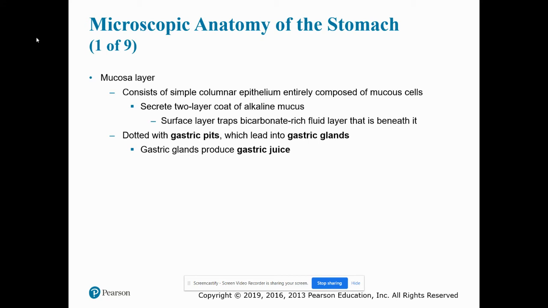I will talk about the microscopic anatomy of the stomach, because this is where we're going to find a lot of the cells that secrete the gastric juices that play a really important role in digestion. So we're going to talk about the mucosa layer. This consists of simple columnar epithelium entirely composed of mucus cells. They secrete a two-layer coat of alkaline mucus, and you end up finding a surface layer that traps a bicarbonate-rich fluid layer beneath it. They're dotted with gastric pits, which lead into gastric glands, and the gastric glands produce the gastric juice.